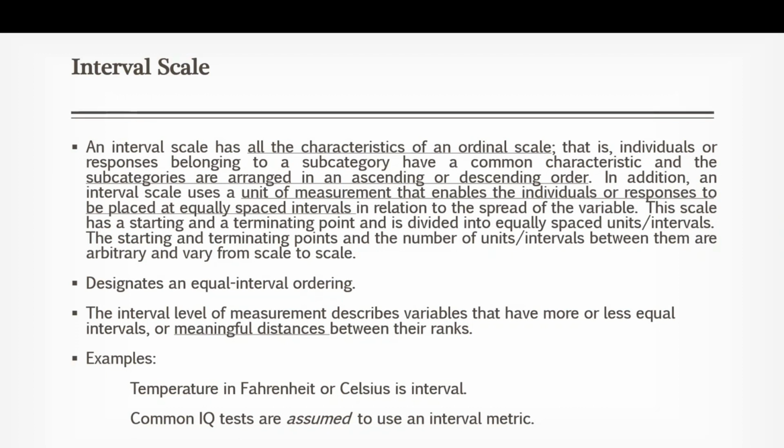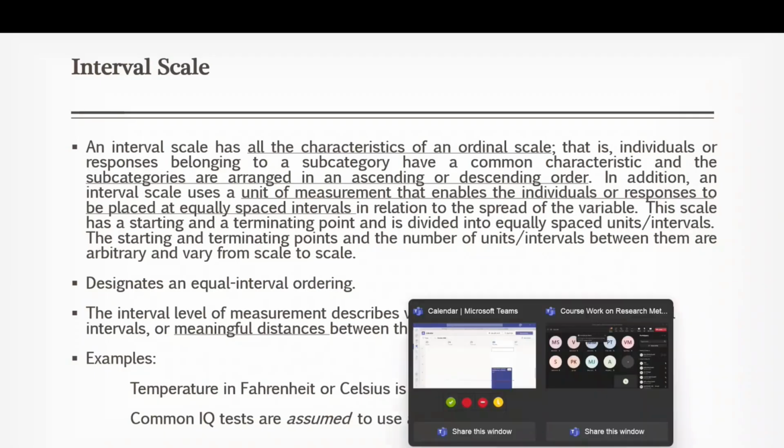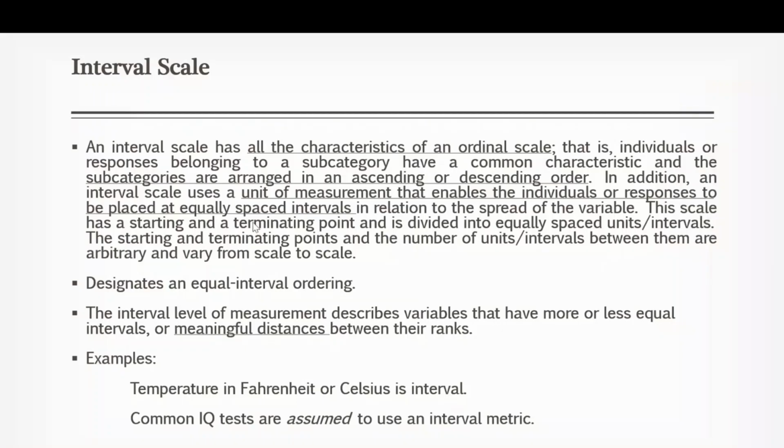Whatever interval is present between 1 to 2 degrees centigrade, exactly the same interval is present between 2 to 3 degrees centigrade, between 3 to 4 degrees centigrade. So responses are equally placed. This scale has a starting and terminating point and is divided into equally spaced units. So if there are 10 units, they're equally spaced, 1 to 10 degrees. So all are equally spaced. Meaningful interval: the interval between 1 to 2, 2 to 3, 3 to 4 is meaningful. That is equal. There is equality.